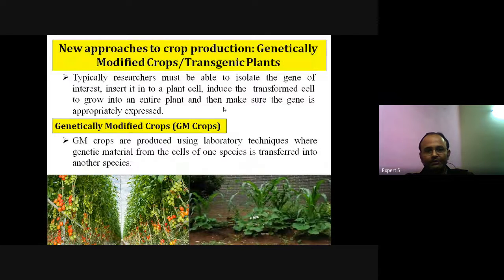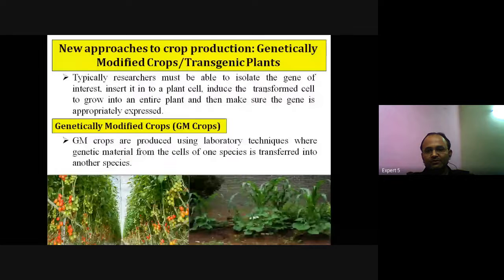It is the genetically modified plant, and then make sure that the gene is appropriately expressed.